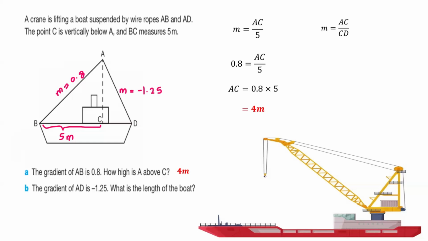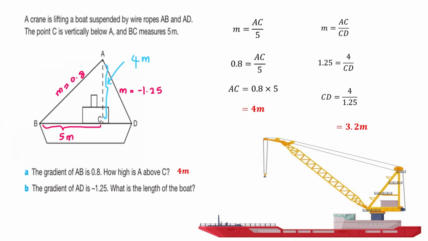So m is equal to AC over CD. AC we have found now, that is 4 meters. So 1.25 is the gradient, which is equal to 4 over CD. Now let's rearrange that. CD will be equal to 4 divided by 1.25. When you simplify, CD will measure 3.2 meters.